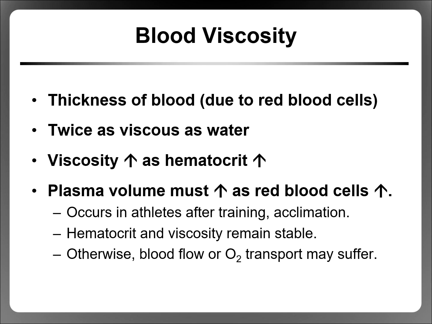So this increase of plasma volume as well as red blood cells can occur in athletes that have trained to have high levels of endurance, or they can acclimate to heat or altitude. But our hematocrit to viscosity ratio needs to stay stable. Otherwise, blood flow and oxygen transport is going to suffer.